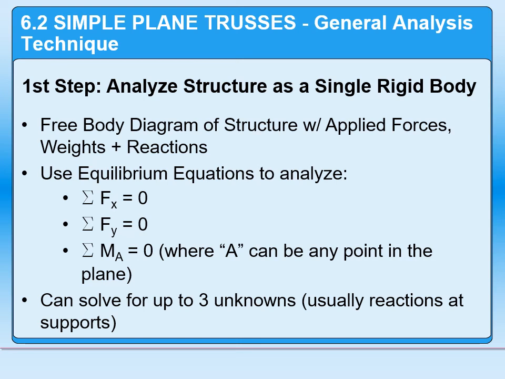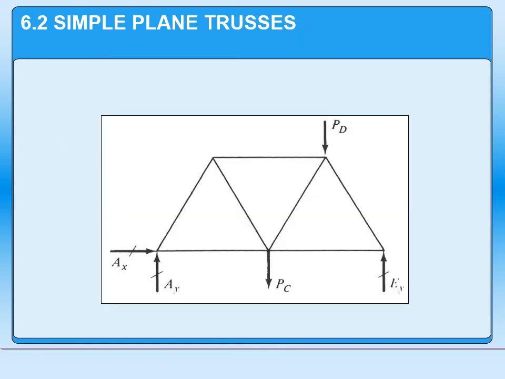Generally, what we're going to be solving for is the reactions at whatever is supporting our truss. So we'll be limited to 3 unknowns, although we have some other ways we can increase the number of unknowns. We'll talk a little bit more further into the unit.